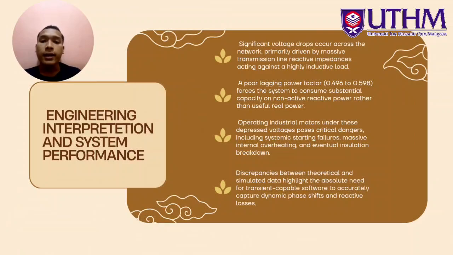Third, running an industrial motor under this heavily depressed voltage level poses critical structural dangers. It can cause systematic starting failure, severe internal overheating, and eventual insulation breakdown. Finally, this dynamic deviation highlights why transient-capable software is absolutely crucial in real-world engineering. It allows us to accurately capture real-time dynamic phase shift and practical reactive loss that static hand calculation simply cannot show.